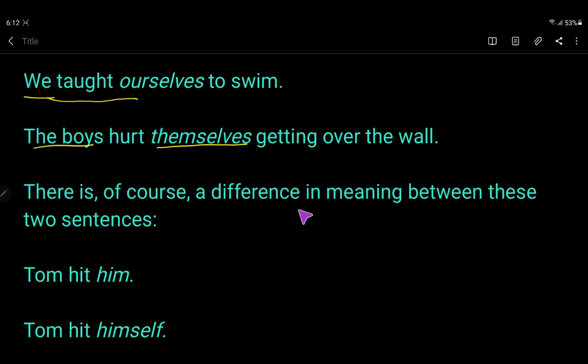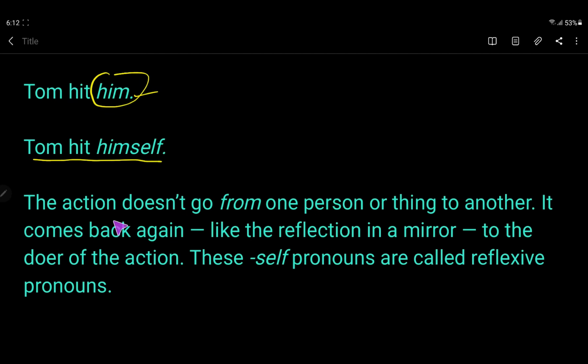There is of course a difference in meaning between these two sentences. Tom hit him means Tom has hit another person. But when I write Tom hit himself, we find that Tom has hit himself. So here the action does not go to another place. It is written that the action doesn't go from one person or thing to another. It comes back again, like the reflection in a mirror. See, Tom hit himself; it has come back to Tom. That's why it is told here.